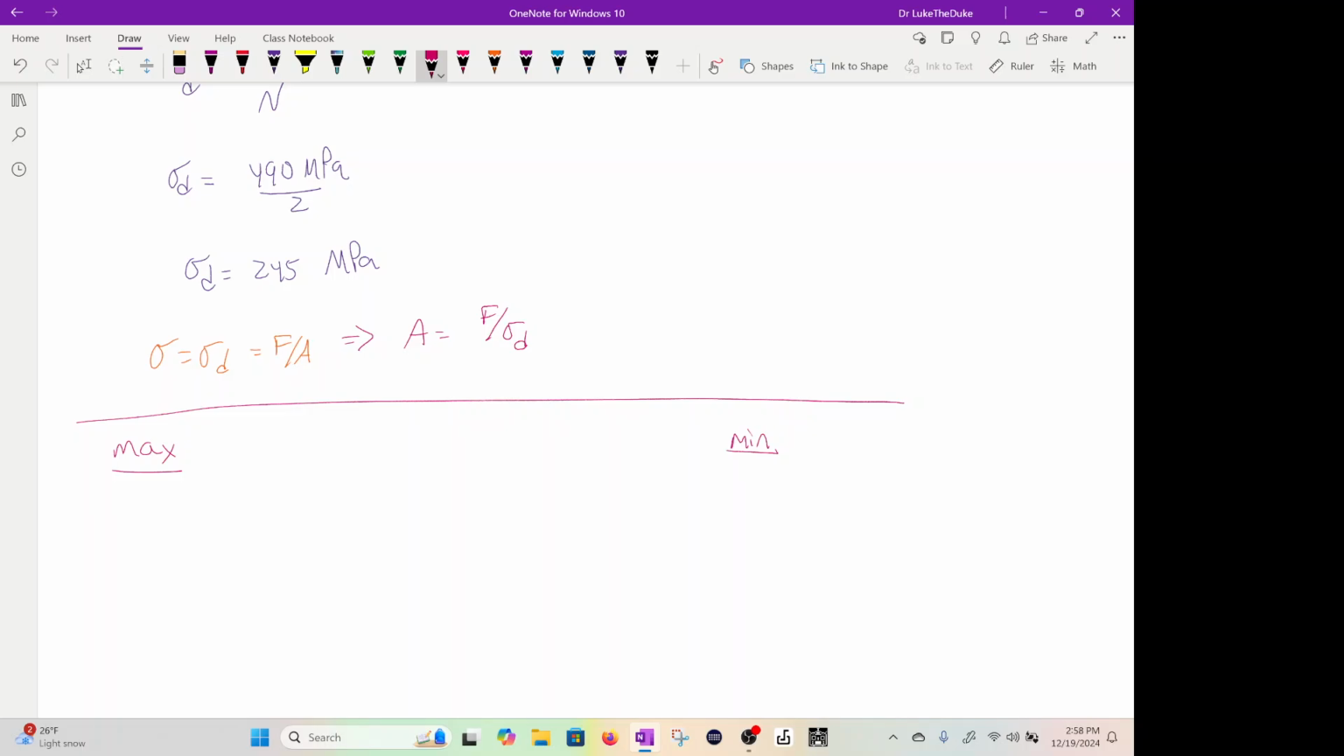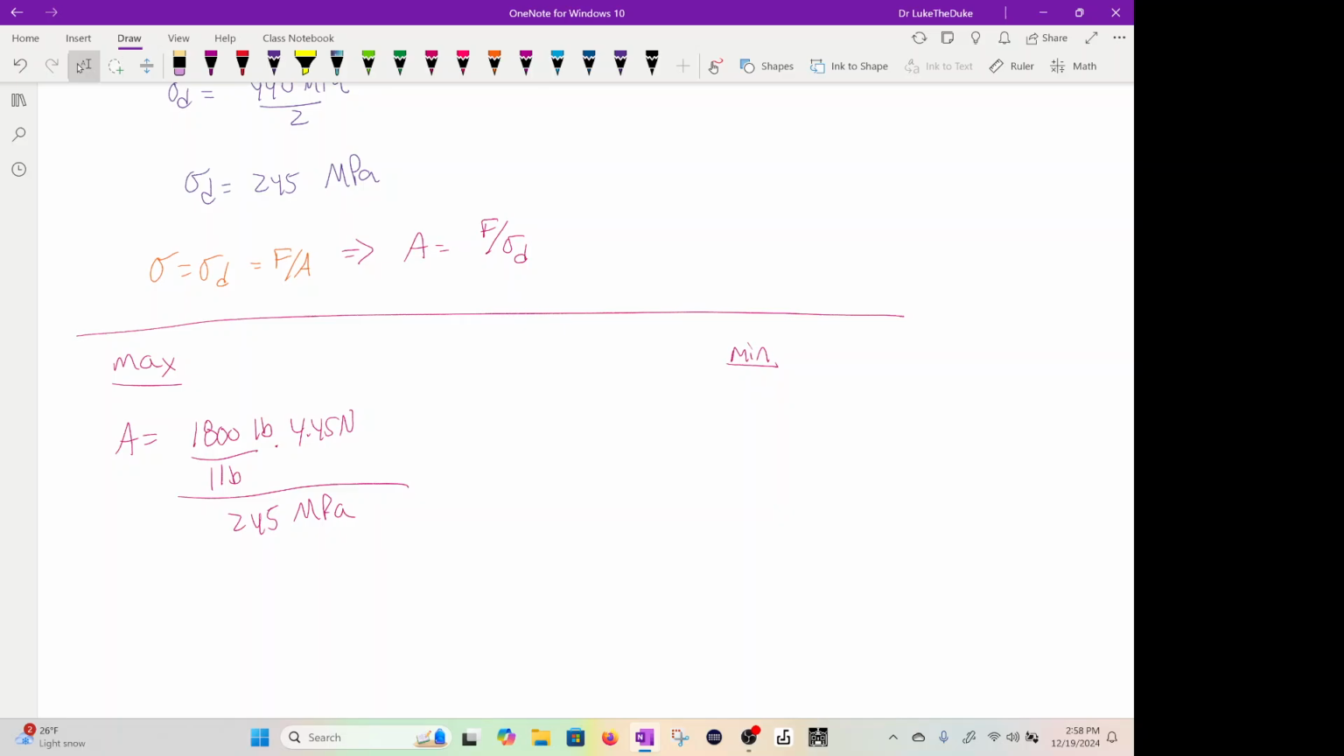The max force was 1,800 pounds, so A equals 1,800 pounds divided by, 1 pound is 4.45 newtons, divided by 245 megapascals. Now make sure you convert the megapascals to pascals, and you get an area of 3.27 e to the minus 5 meters squared, or if you multiply this by 39.37 inches in 1 meter and you square this, the area becomes 0.051 inch squared.